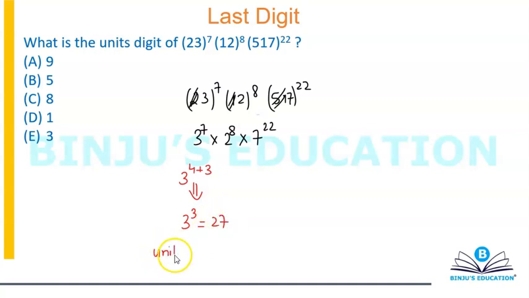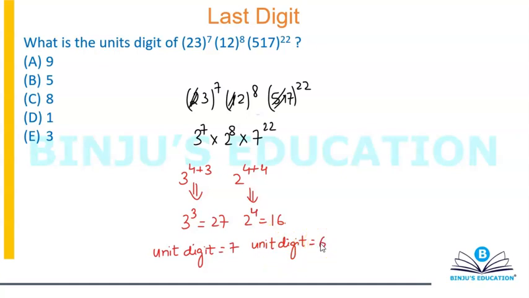So unit digit is 7. Now 2 to the power 8. So that's like 2 to the power 4 plus 4, or that's like 2 into 4, which means 2 complete cycles of 4. So what's 2 to the power 4? 2 to the power 4 is 16. So as far as unit digit is concerned, I can say that 2 to the power 8 will have the same unit digit as 2 to the power 4, and 2 to the power 4 is how much? That's 16. So unit digit is 6.